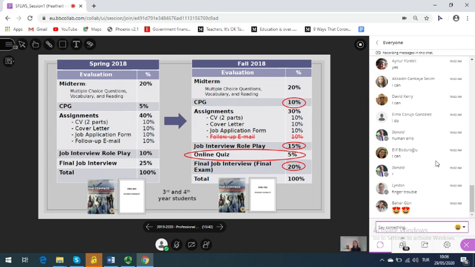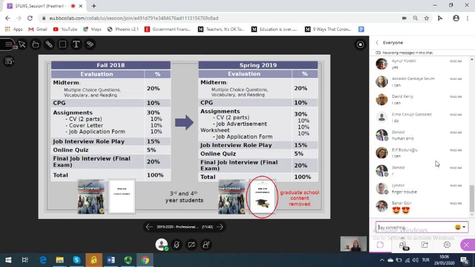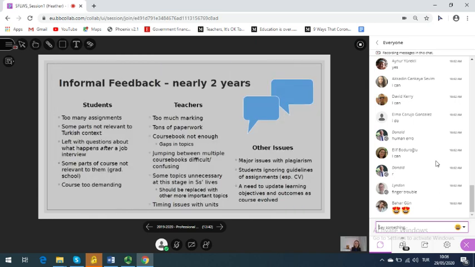The second half of the course wasn't really assessed in any way, so we put an online quiz in there to handle everything that happened after the midterm. And then again, the next semester, not really much change, but we did update the student booklet. We consolidated some of the topics a little bit. And then we get to why we made those changes.